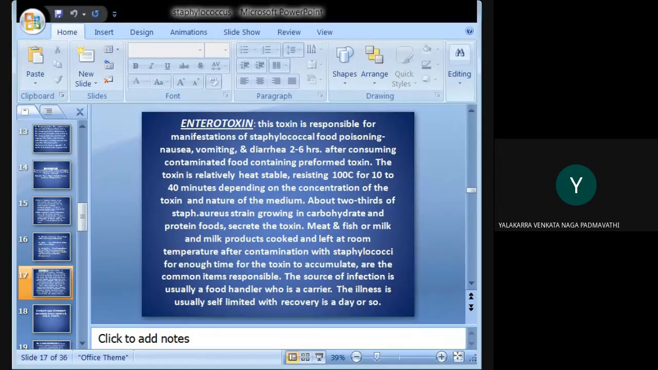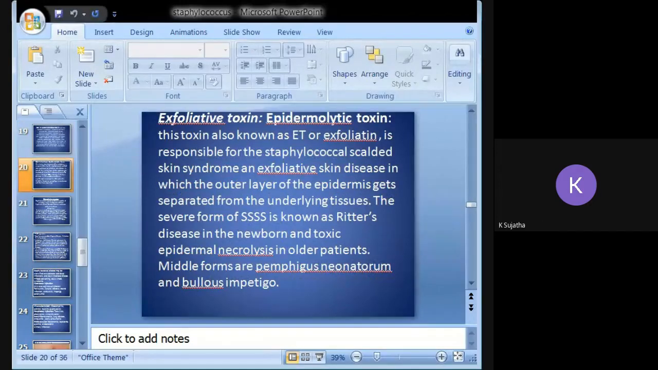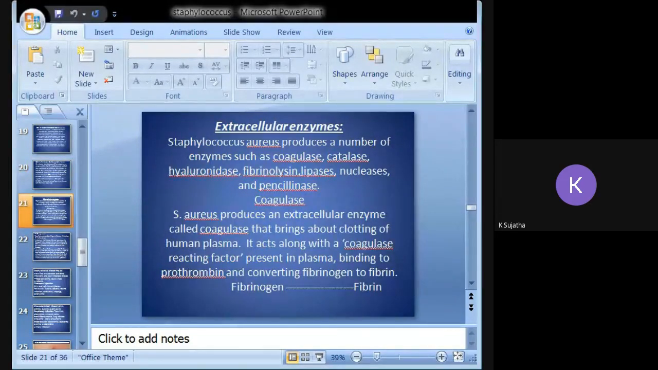So these five types of cytolytic toxins cause which type of disease? Erythematous rashes. Okay. Enterotoxin, which type of disease? Food poisoning. Toxic shock syndrome toxin? Vaginal infections. Exfoliative toxin? Staphylococcal scalded skin syndrome. Okay.